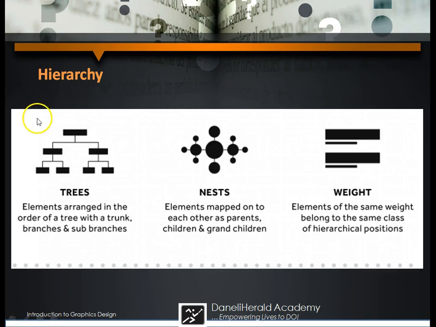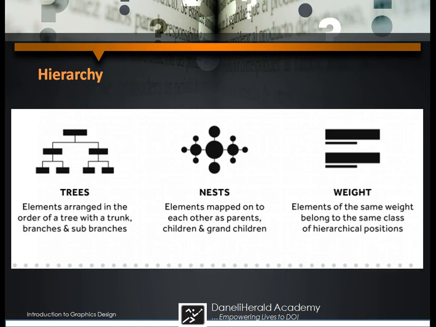I'm sure you must have seen something like this, where we have the father, the next generation, and then the next generation. It's just like a filial arrangement in family trees. Now, elements are arranged in the order of a tree with a trunk, branches, and sub-branches. You can have them as parents, children, and grandchildren, but this is used to explain a certain relationship in order of hierarchy, authority.